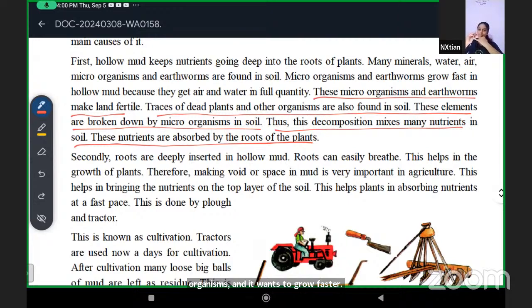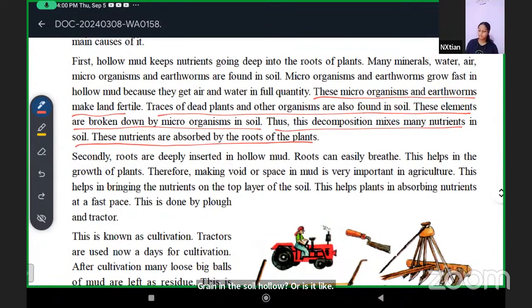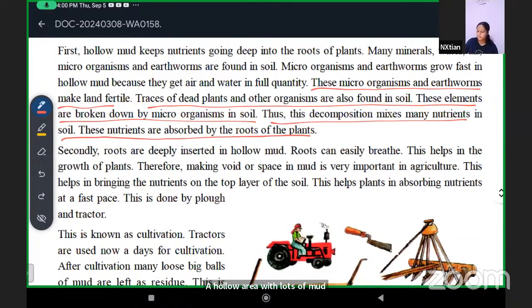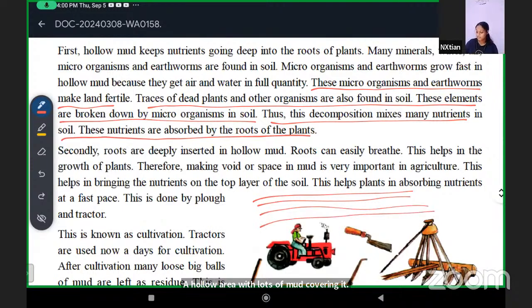Yes, Samir. I didn't understand what you mean by hollow soil. Is each grain in the soil hollow, or is it like a hollow area with lots of mud covering it? Some holes are made. Suppose this is the surface of the soil, and holes are made like this.